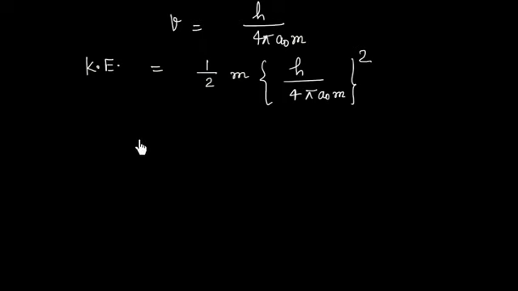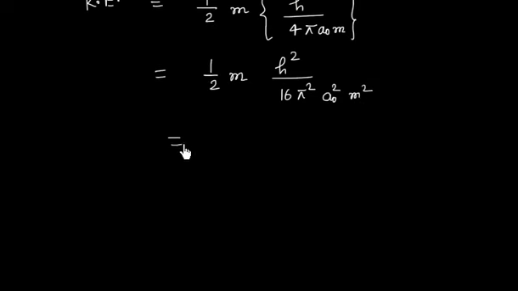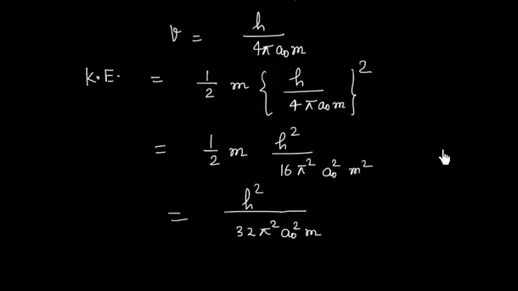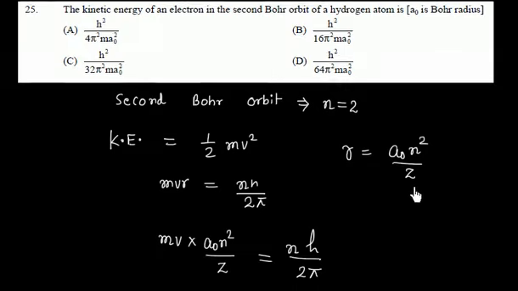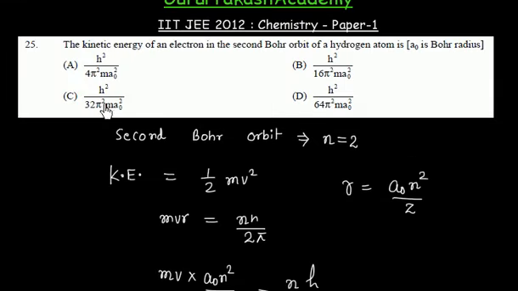So we will have half m into h square by 16 pi square a naught square m square. One m cancels out, so I will have h square divided by 32 pi square a naught square m, and one m cancels out here, so I will have only one m. So I will have to see which option is correct. H square by 32 pi square, so the answer in this case is C.